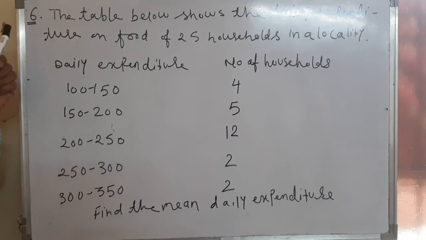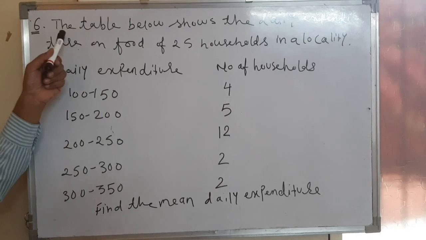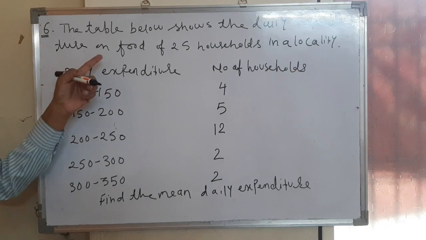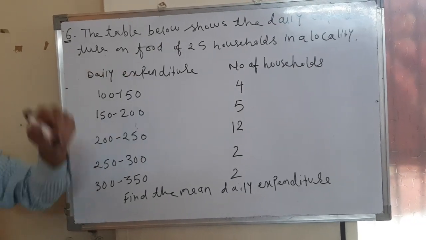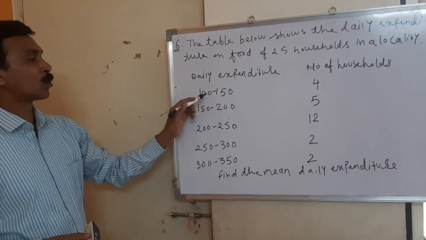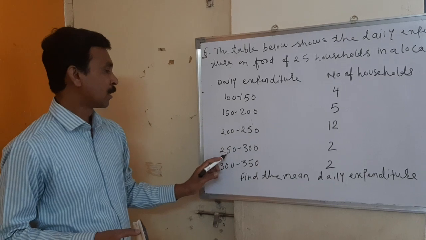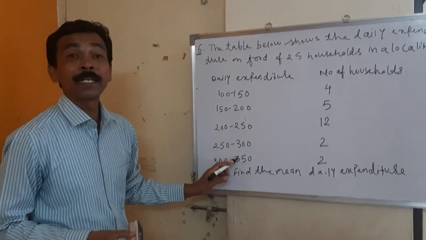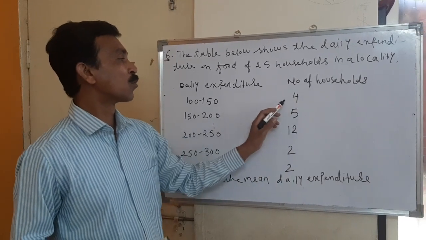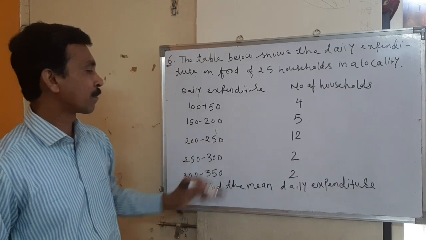Friends, now this is the sixth sum of the exercise on mean. The example is: the table shows the daily expenditure on food of 25 households in a locality. This is daily expenditure, means class interval 100 to 150, 150 to 200, 200 to 250, 250 to 300, 300 to 350. And these are the frequencies, that is number of households: 4, 5, 12, 2, 2.